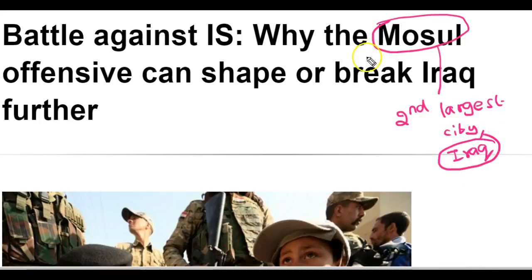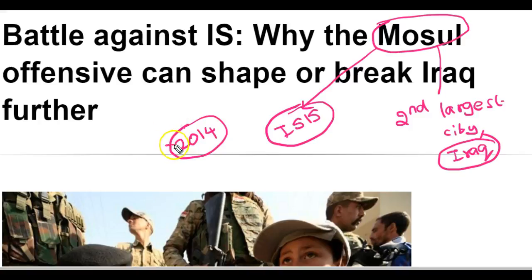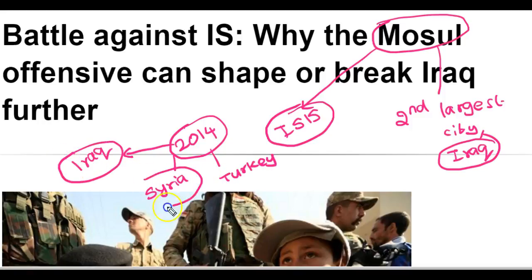It is an important point. At present, it is the headquarters of ISIS. ISIS is mainly located here. Till 2014, ISIS took so many areas from Iraq, Syria, and some parts of Turkey. Turkey is only a minor part. So mainly it took so many parts from Iraq and Syria.